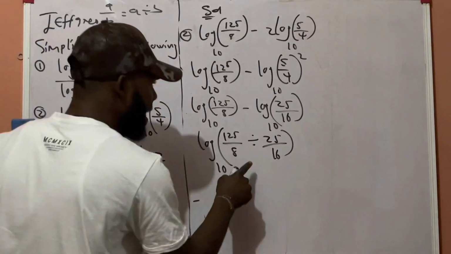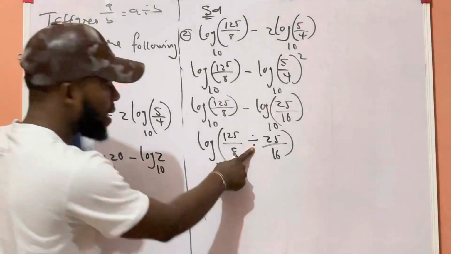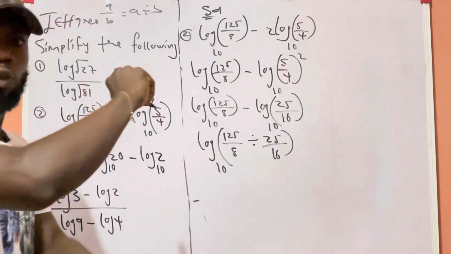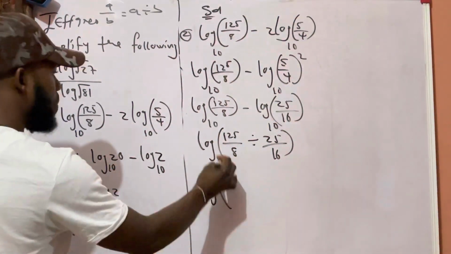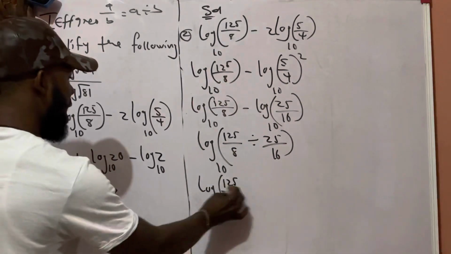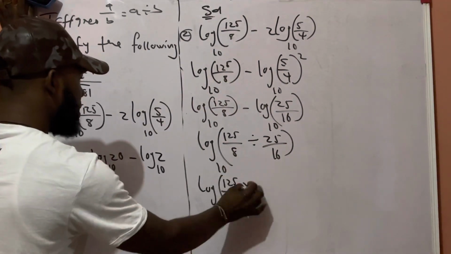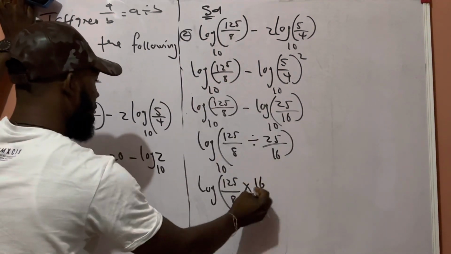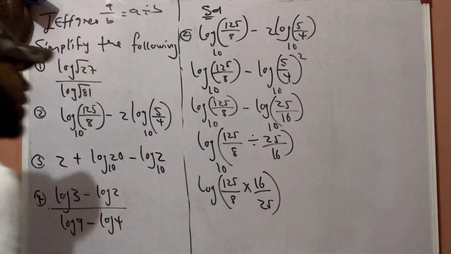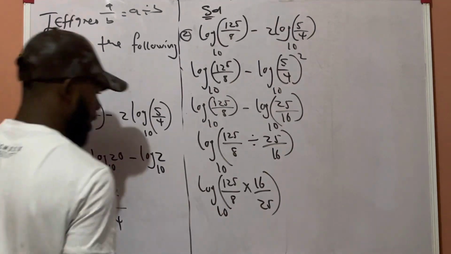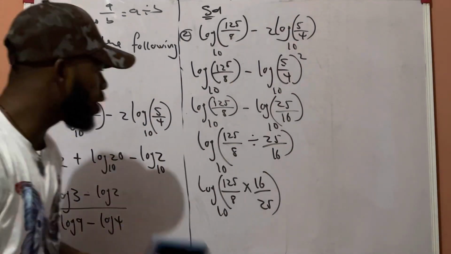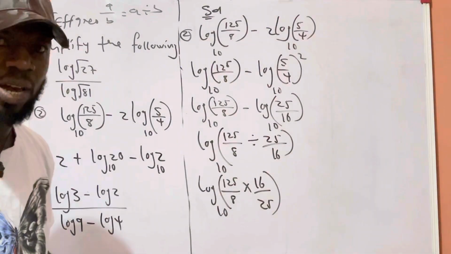Now, like we said in example number 1, division changes to times, and then the fraction that follows reciprocates. So here becomes log into the bracket of 125 over 8. Division becomes times. Now, when this reciprocates, it becomes what? 16 over 25. Are you with me? Now, without wasting time, to the base of 10. Now, we can simply do some cancellation here to make the math easier.